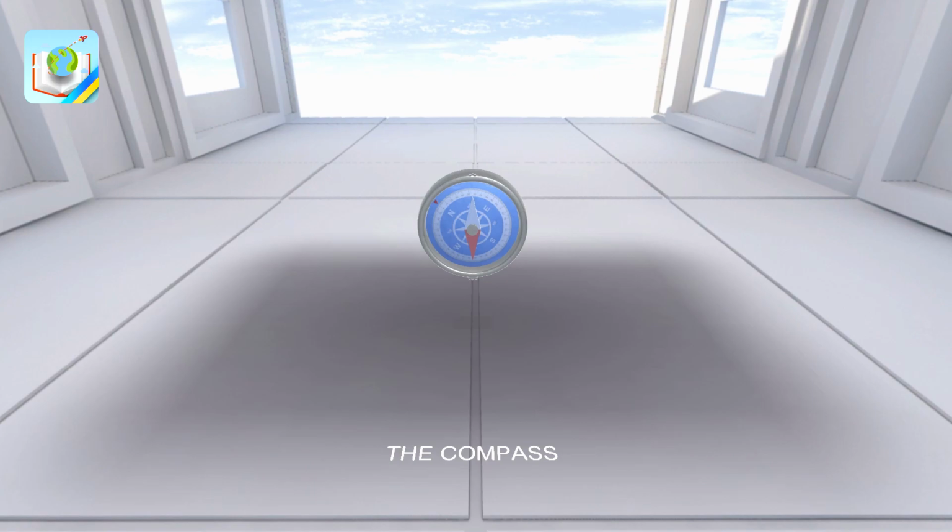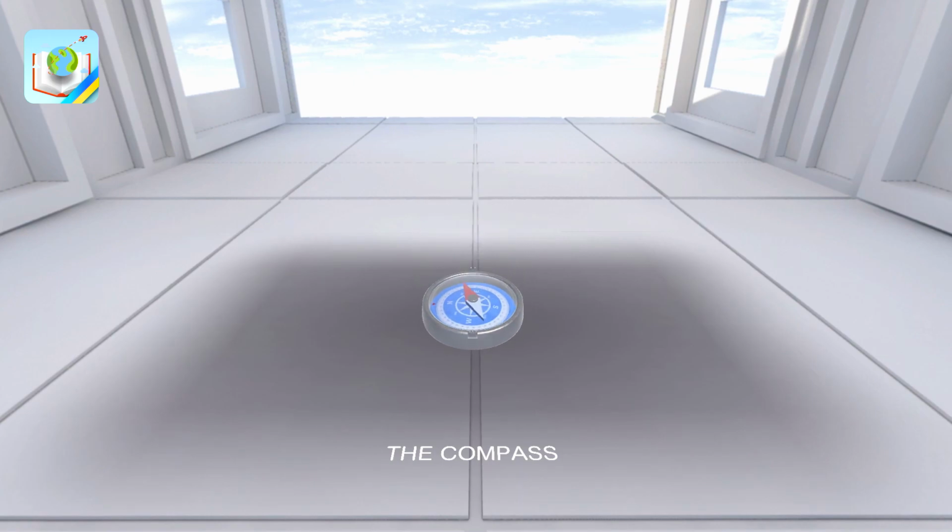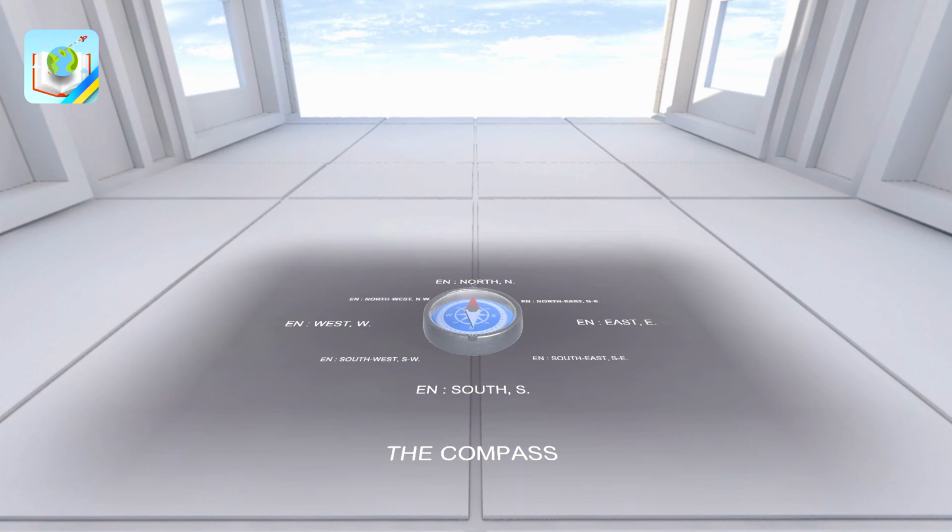To determine the sides of the horizon, the compass is placed on a horizontal surface. Then it is rotated so that the north mark on the compass scale coincides with the dark end of the arrow. The marks on the compass dial indicate the direction of the sides of the horizon. In total, there are 4 main and 4 intermediate sides of the horizon.